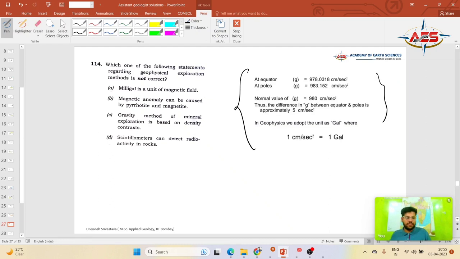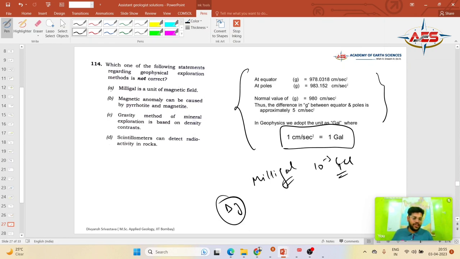Usually gravity variations are measured in milligal, as you can also see here. I have given some information, and this is the conversion from 1 centimeter per second square to 1 gal. But we report in milligal because it is a smaller unit compared to gal, 10 to the minus 3 gal, because the variations, the delta g values that we measure, are very minor when we are doing any exploration survey, up to the order of 10 to the minus 3. So that's why the value is reported in milligal.